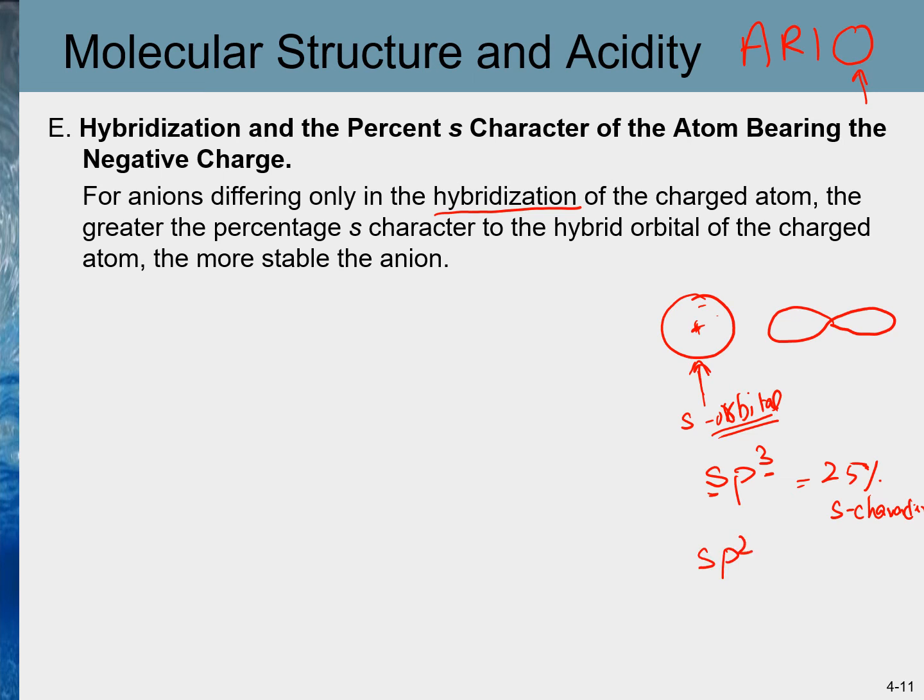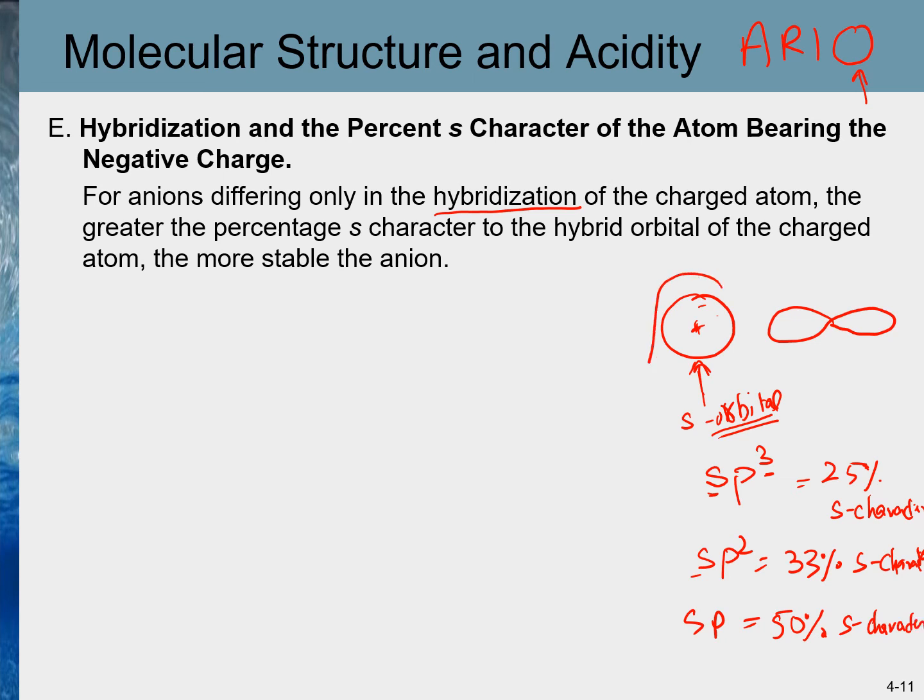In sp2 we have 1 out of 3 is s, so therefore s character is 33%. And finally in sp hybridization we have 1 out of 2 is s, so it's 50% s character.